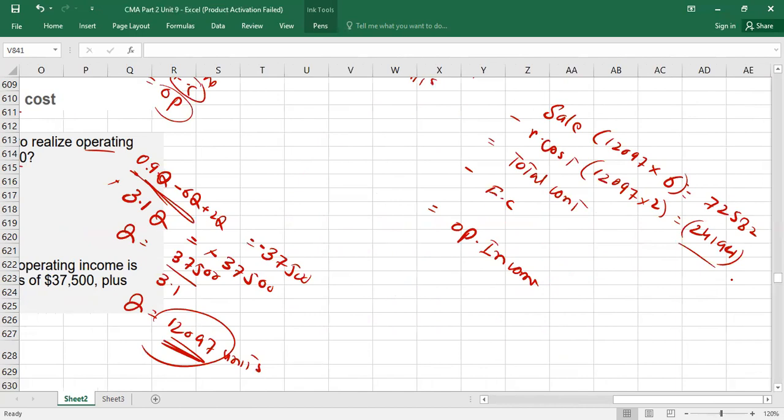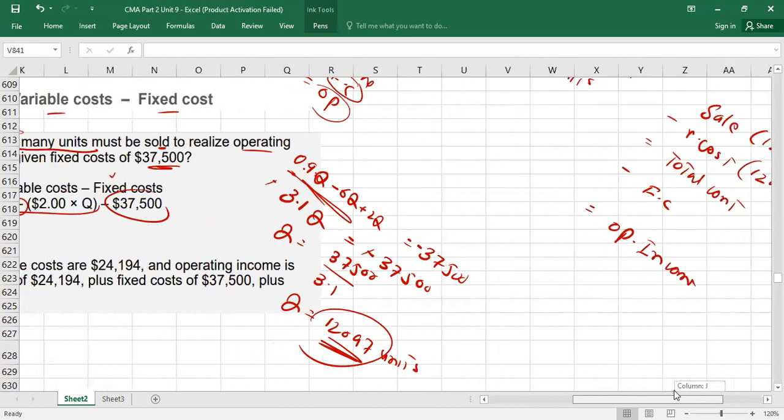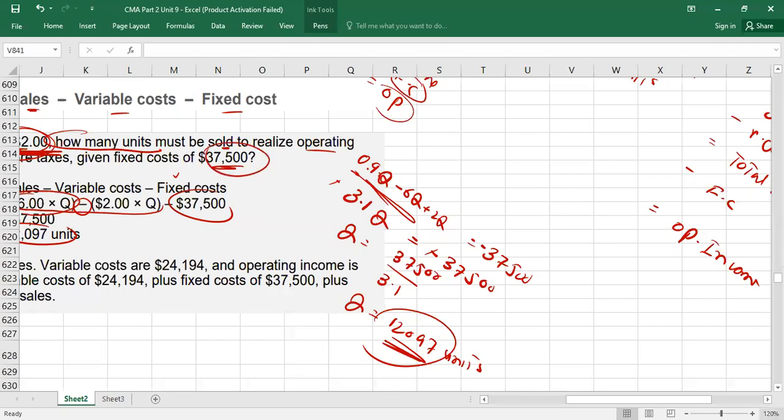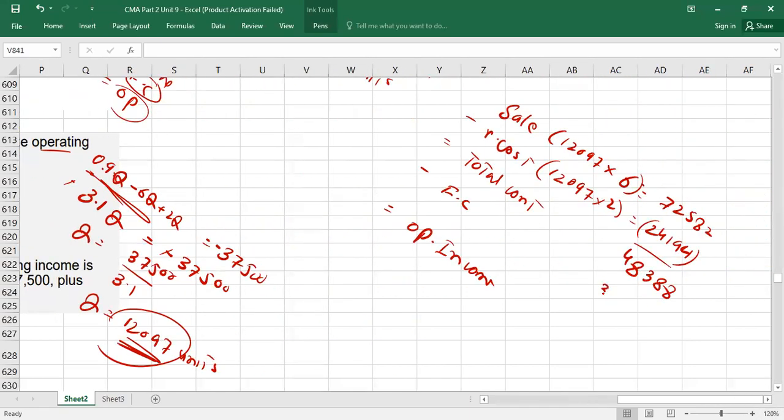If you deduct, this will give you the total contribution. So we have 72,582 minus 24,194, which is going to be 48,388. You have to cross-check the calculation, because I'm just doing it on the calculator now and there could be some mistakes. The fixed cost is given: 37,500. Deducting 37,500, the operating income is going to be 10,888. This is the value.